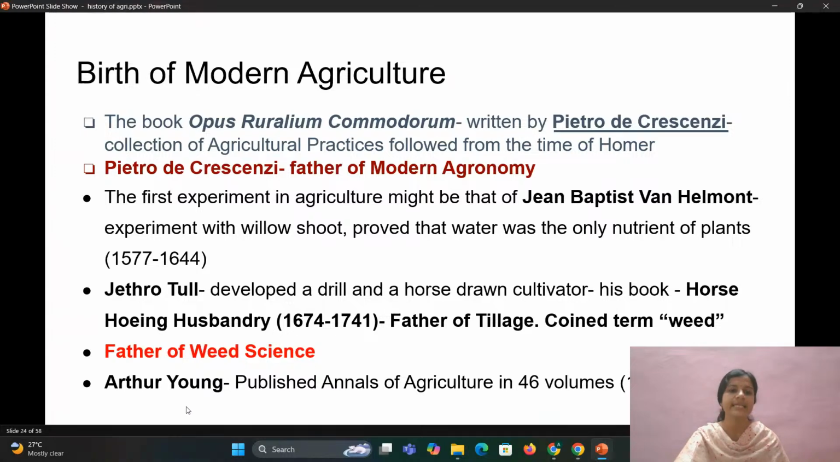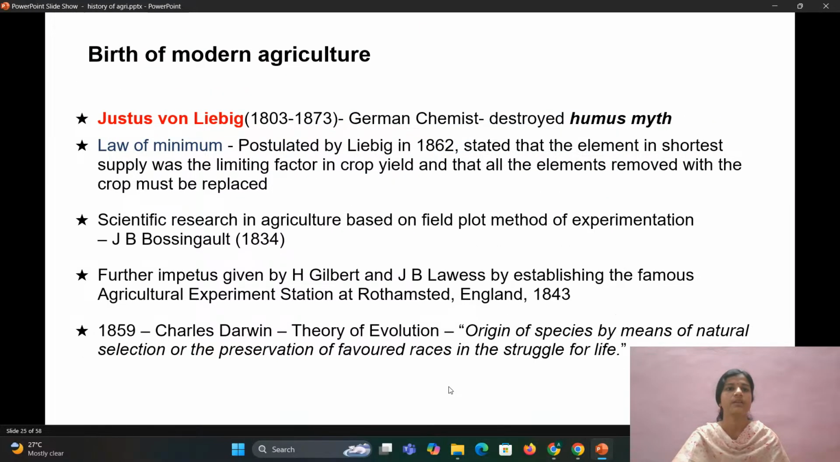Then another scientist, Arthur Young. Arthur Young published Annals of Agriculture in 46 volumes. Then coming to the scientist Justus von Liebig. Liebig has postulated the law of minimum. Justus von Liebig is a German chemist. He destroyed the humus myth. That is, there was a myth that humus is the sole nutrient that is required by the plant. This particular myth was destroyed by Liebig, and he postulated the law of minimum.